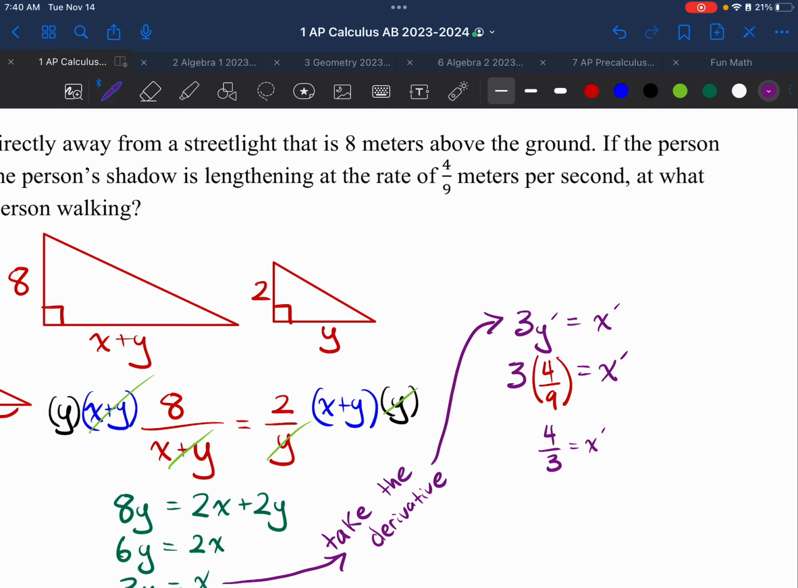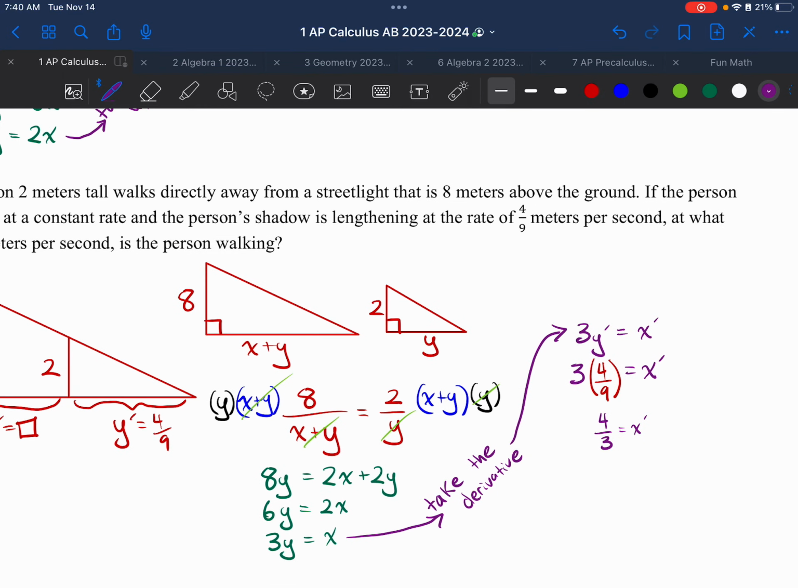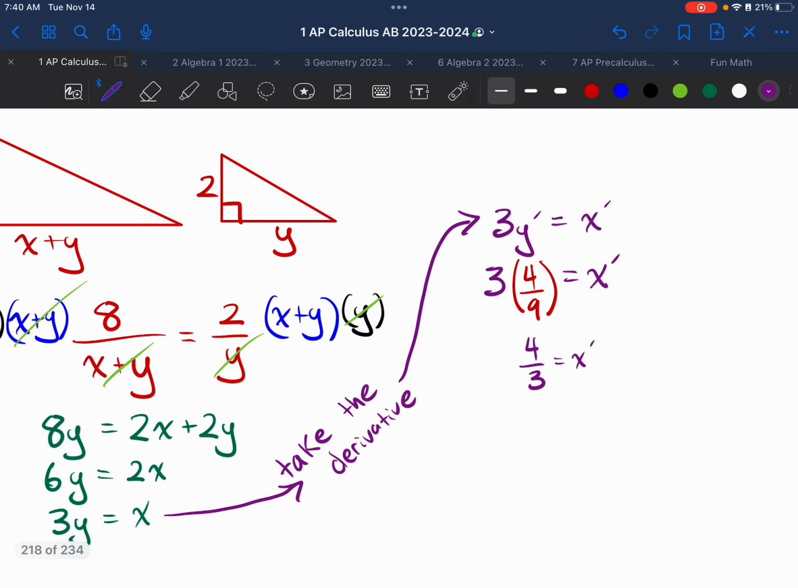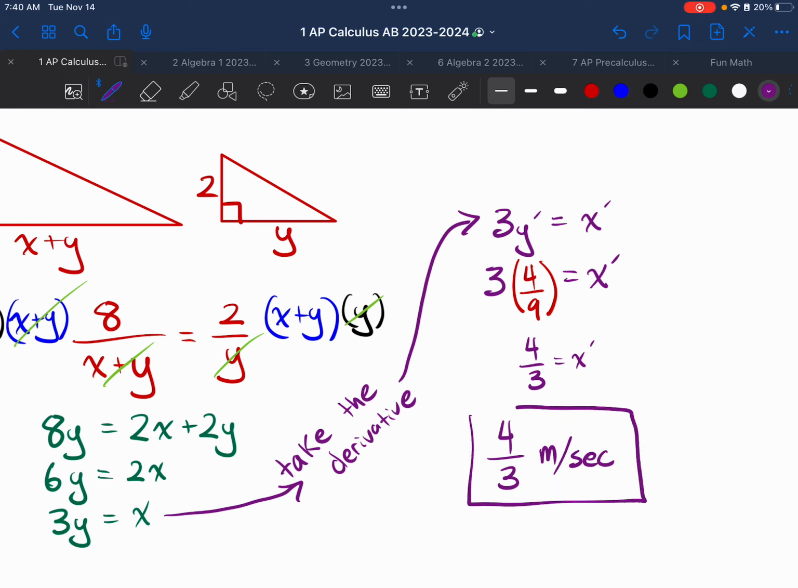All right, 4/3 what, though? What are our units here? This one is going to be meters per second. So x prime is 4/3 meters per second. Final answer, and box it.